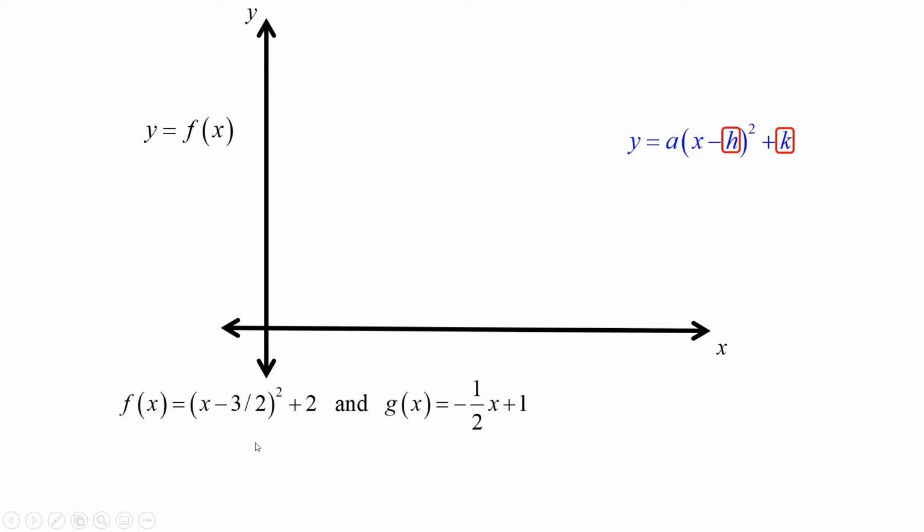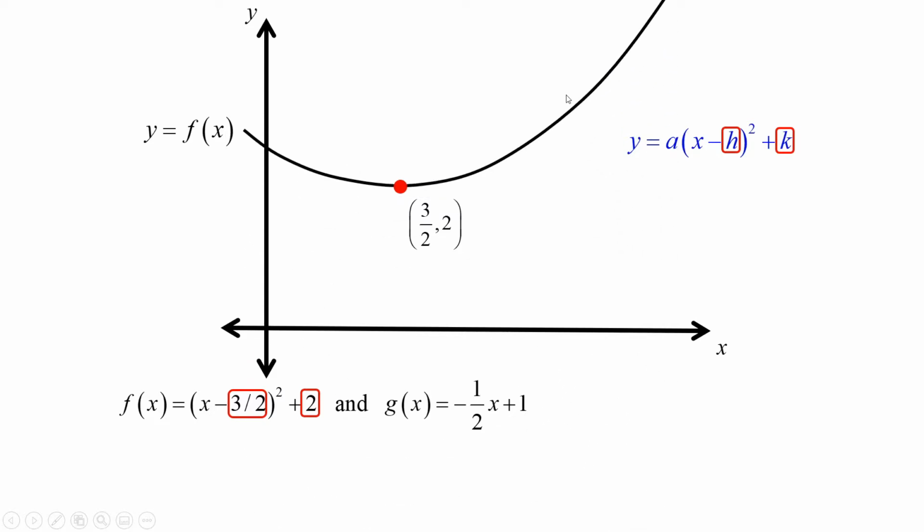So, if I look here, what would the coordinates of that point have to be? Well, x minus h is x minus 3 halves, so the x coordinate of the vertex will have to be 3 halves, and then my k is 2, the y coordinate is 2. Now that is going to be the vertex of my parabola, so I'm going to draw a rough parabola with the vertex right there. And I'm not worried about scale or anything right now.